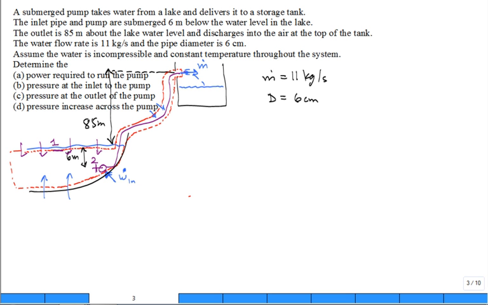That's state 2. Where is state 3? Immediately at the discharge of the pump. And where is state 4? At the discharge of the pipe. That's the high elevation. So I have state 1, state 2, state 3, state 4, and a very clearly defined control volume.